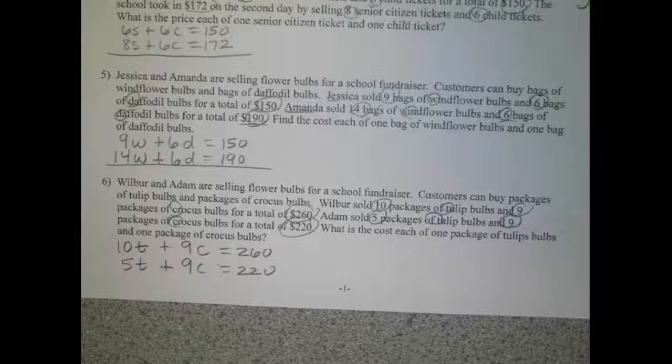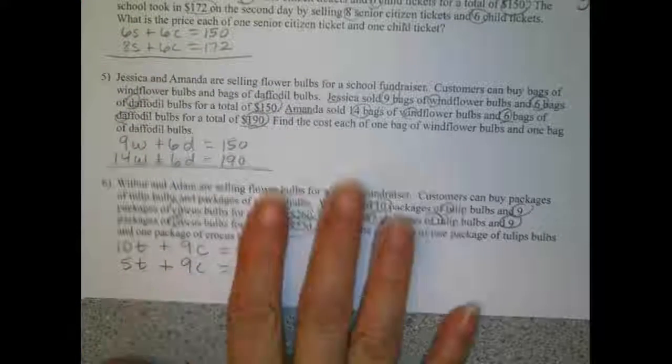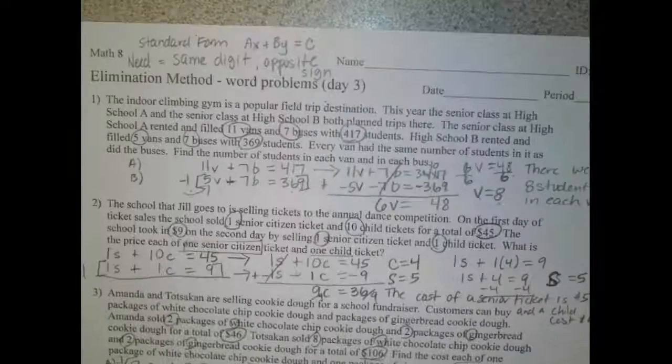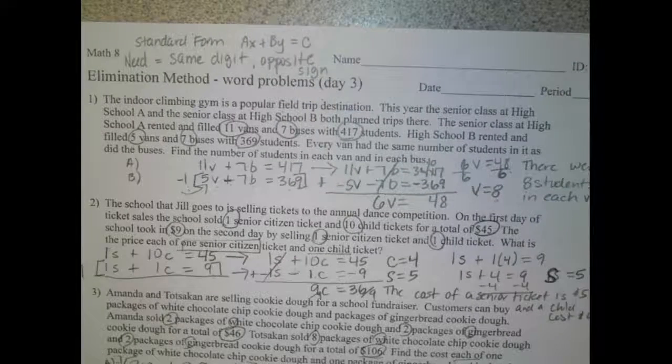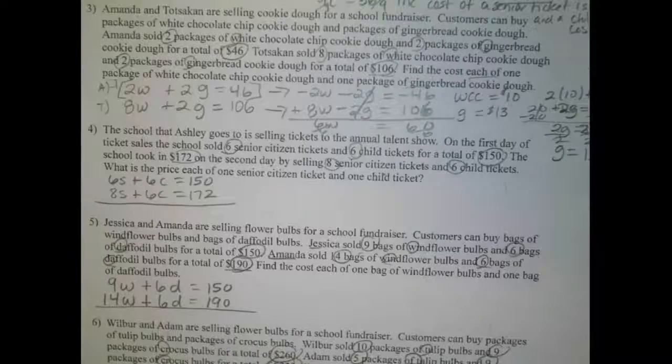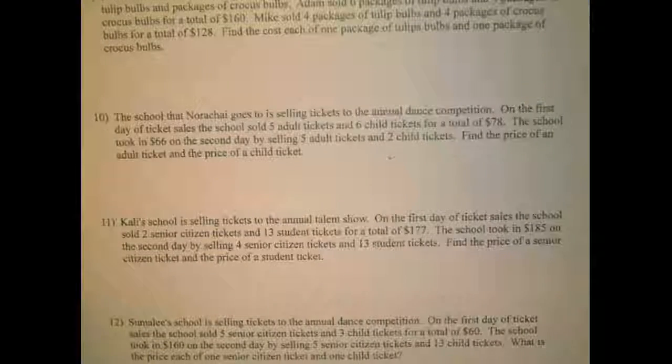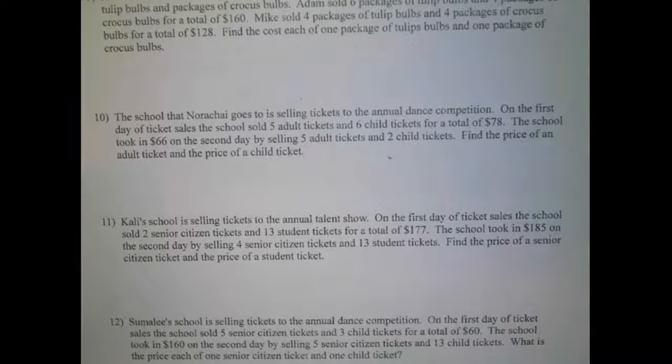Okay, so you all know what to do now, right? We set up our equations in standard form. We want to make sure we have those 2 requirements, which are, what are my 2 requirements? Same digit, opposite signs. And if we don't have that, but we're close, we can multiply by -1. And that's all we've done to this point, okay? So go ahead and solve these 3. And then the back side is your homework.